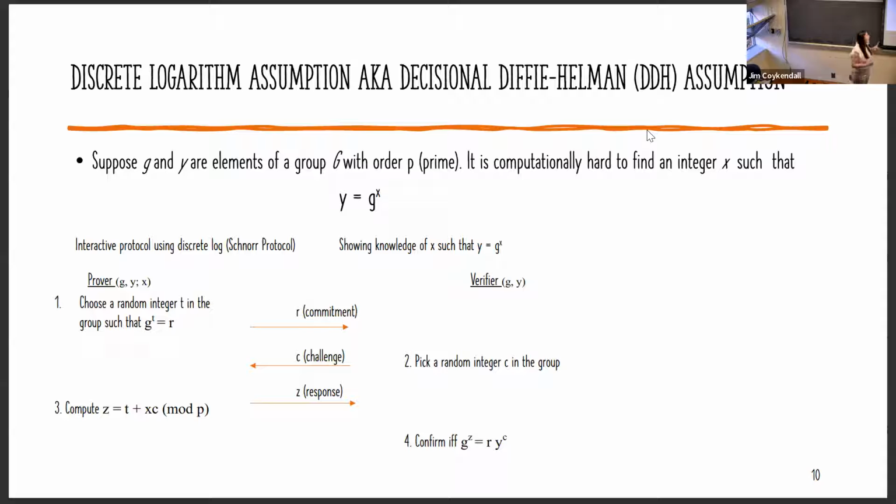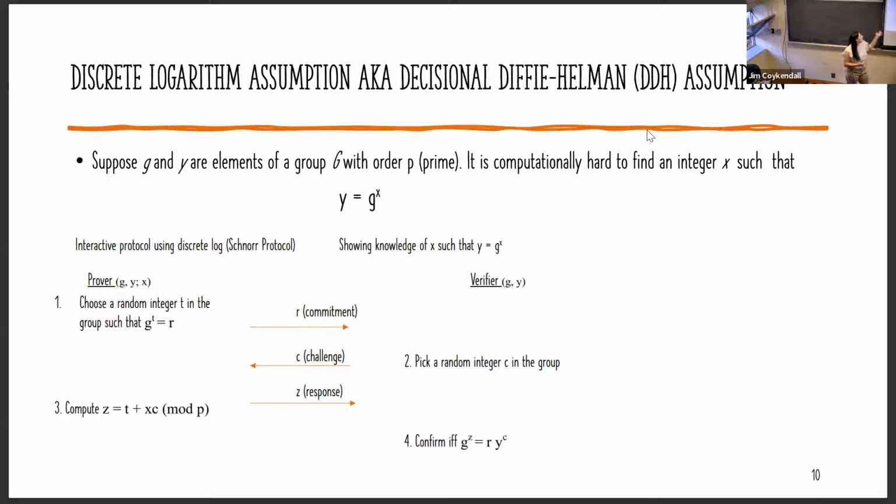So this is an example of an interactive protocol that uses this discrete log assumption. Similar to the simple diagram in the last slide, you have a commitment, a challenge, and then a response. You can see we use the same kind of notation as with the relation. Both G and Y are public information, and X is your witness or knowledge. That is the private information. Only the prover actually knows what X is, and the verifier never finds out.